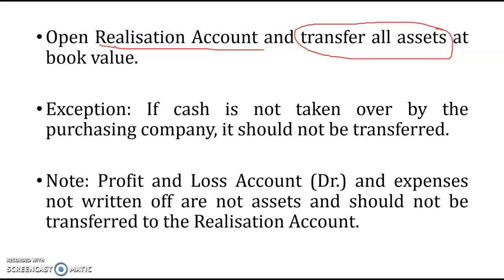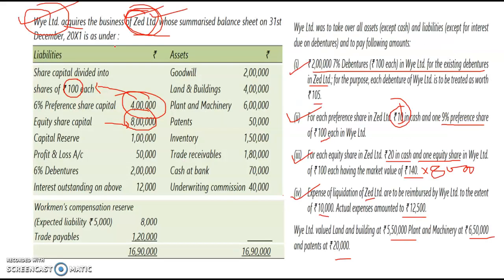So first of all, when you pass the entries, transfer the assets of the transferor company to the realization account. One thing you should be taking care of is, if cash is not taken over by the purchasing company, it should not be transferred. So if it is mentioned that cash will not be taken, then you should not consider.